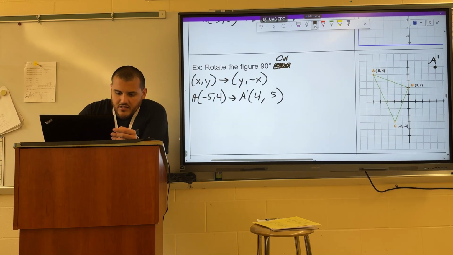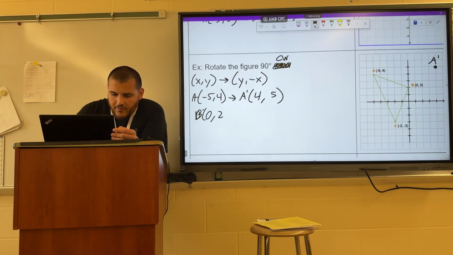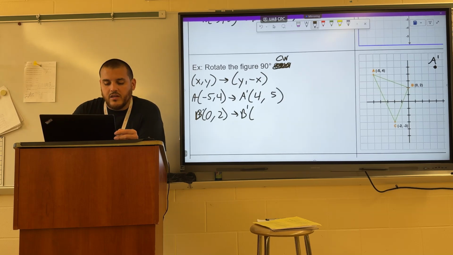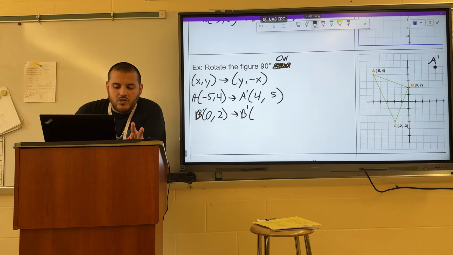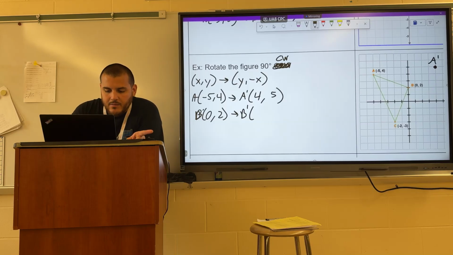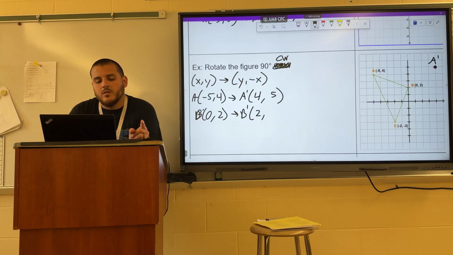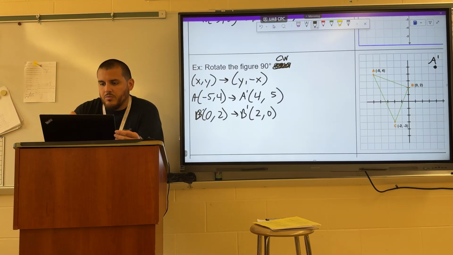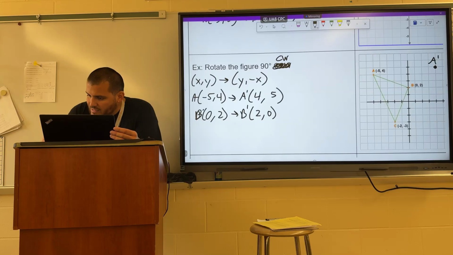B is located at 0,2 on our pre-image. If I change that into B prime, going 90 degrees clockwise, again, same as 270 counterclockwise, my X and Y switch. Remember, the Y keeps the same sign, so +2 stays +2. The X changes signs. Zeros don't have signs though, so it stays 0. So B prime ends up at 2, 0, right there.